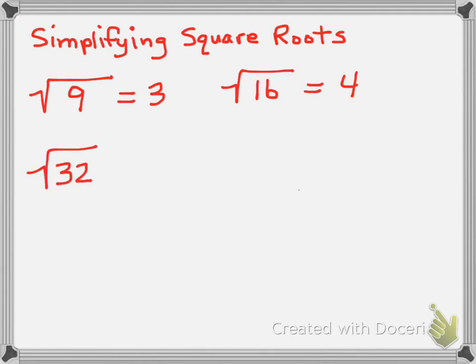But what about a number like 32? And we want to find the square root of 32. Now, the square root of 32 will not be a whole number. If we use a calculator, it will give us a decimal approximation. But sometimes we want to just simplify. So how will we simplify the square root of 32?